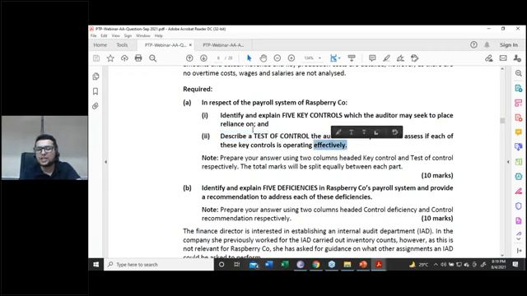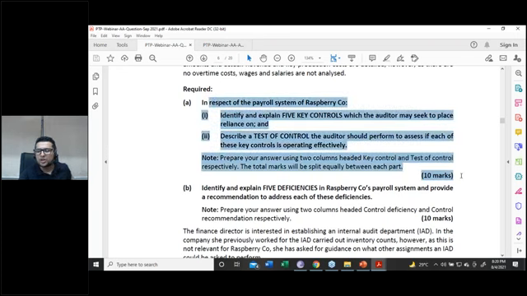What's the objective of test of control? Just to make sure that controls are operating effectively, yes or no. So 5 marks are from there, 5 marks from there. Overall, this question will give you how many marks? 10 marks. This is a very important and tricky requirement. All of you need to master this requirement today. All of you need to type and learn this question today, tonight. There is no second thought and no second option in it.